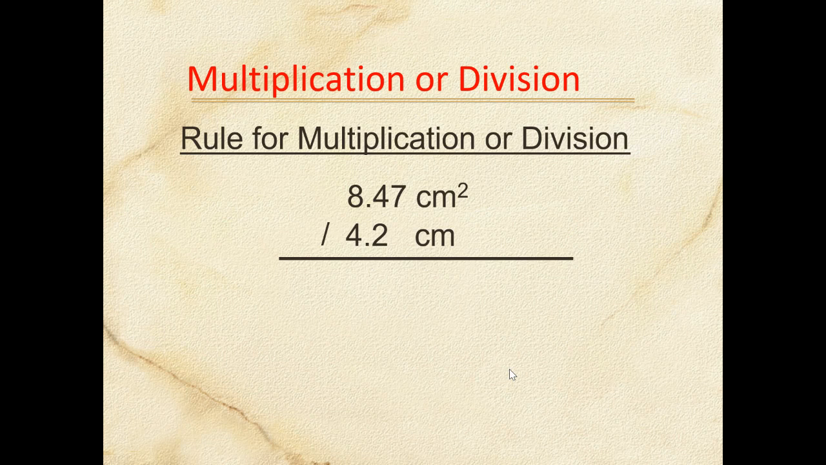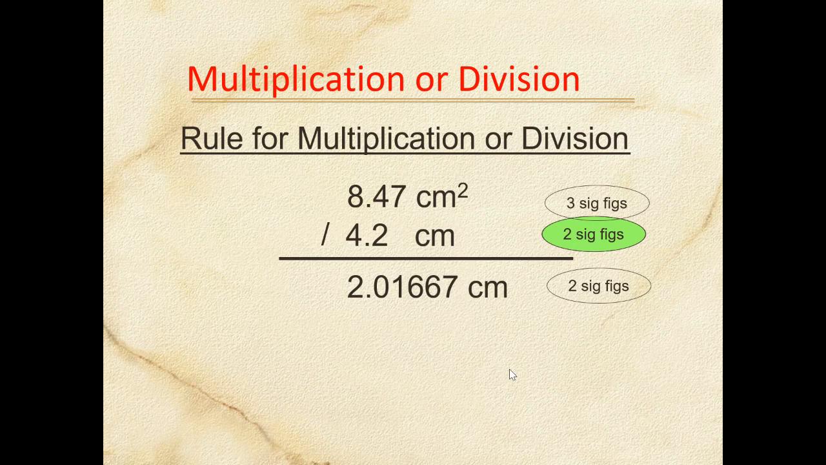Here we go, 8.47 has 3 significant figures, 4.2 has 2 significant figures. That is smaller. We get 2 sig figs in the answer. Our calculated value has many significant figures, so we round that to include only 2.